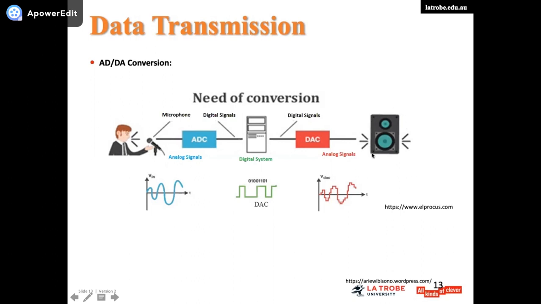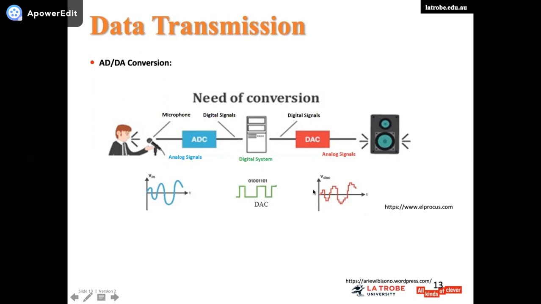Then we should use another DAC, digital to analog converter. So this DAC will change the digital signal back to analog. But due to the two converters, the signal has already been interrupted, so we cannot 100% recover the whole analog signal.